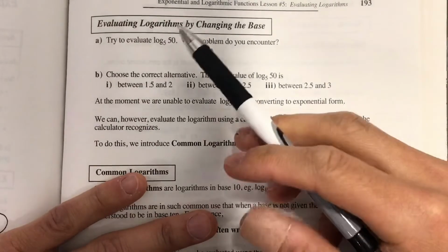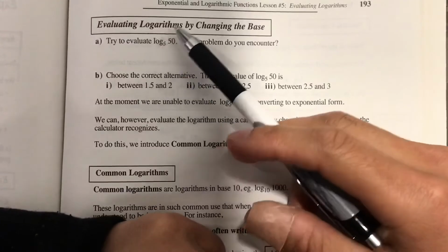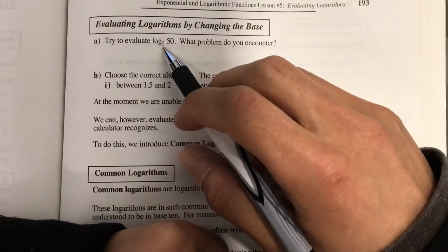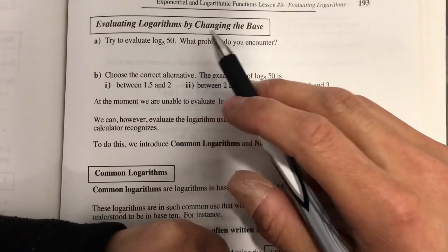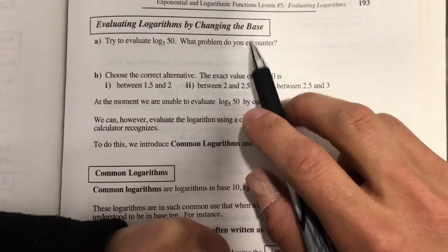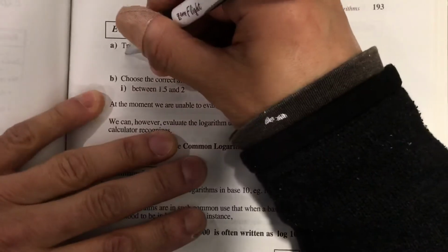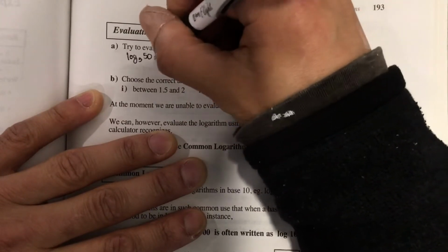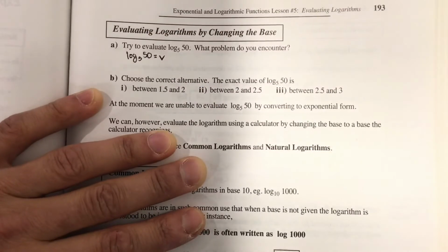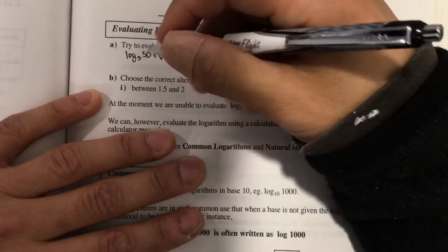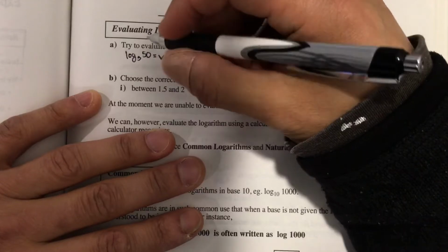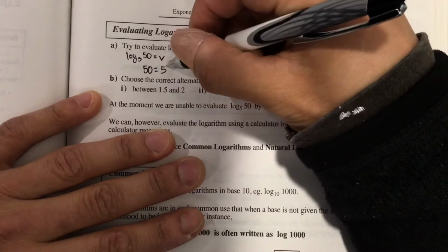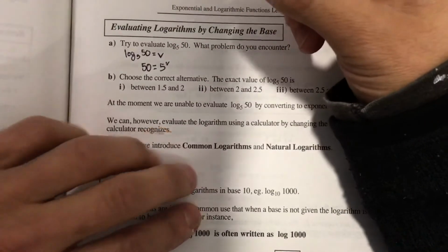Now we're going to take a look at this investigation, and we're going to evaluate logarithms by changing the base. We want to try to evaluate log base 5 of 50, and we're probably going to encounter a problem. If I have log base 5 of 50 equal to v, we would begin by converting to exponential form, where 50 is equal to 5 to the power of v.